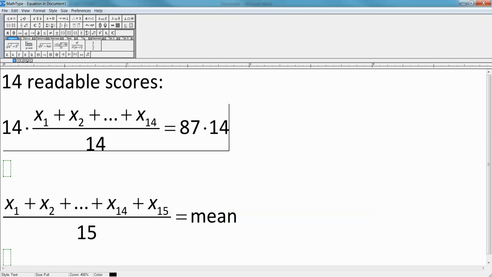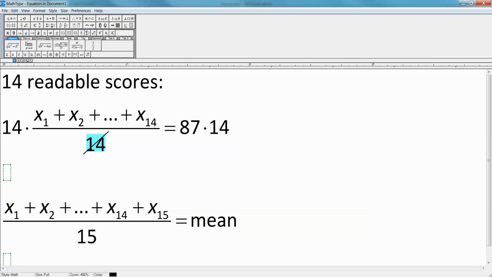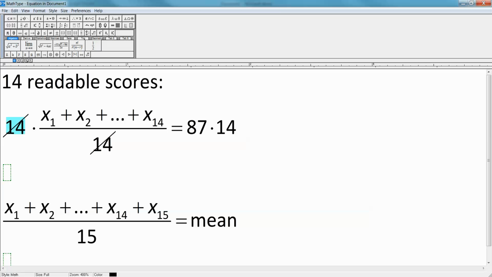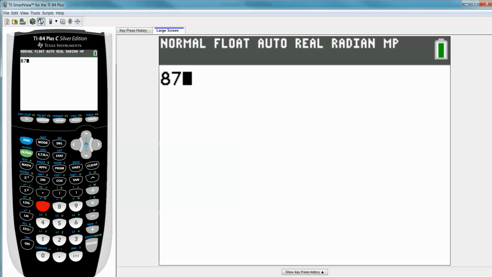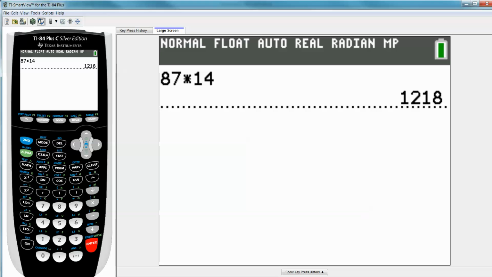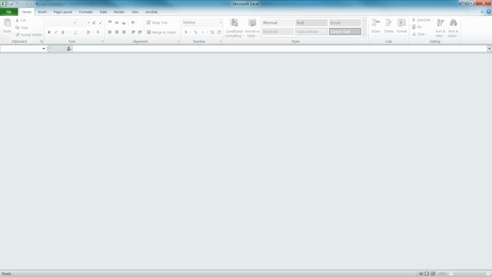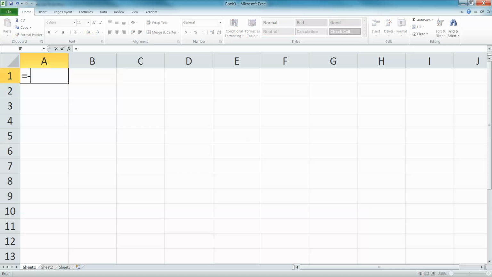Okay, so why am I multiplying by 14? Well, because division and multiplication are inverse operations of each other. So when I divide by 14 and I multiply by 14, they will reduce down to 1, i.e. they cancel, is what a lot of teachers would say. That means these first 14 scores must be equal to 87 times 14. So let me grab a calculator. 87 times 14, enter. Or if you like Excel, that'll work, equals 87 times 14. There you go, 1218.